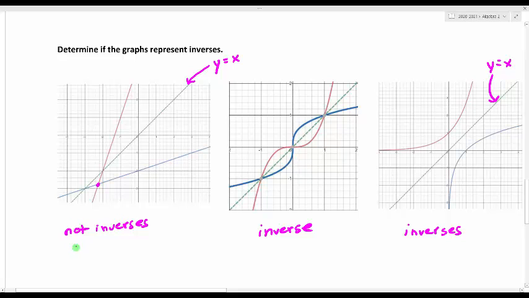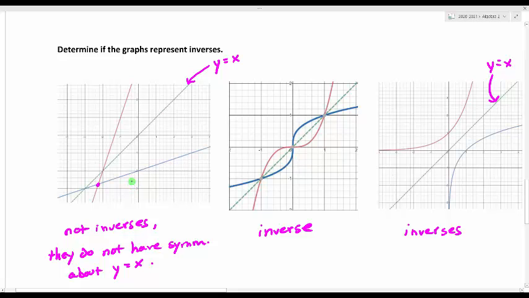So you can say these are not inverses because they do not have symmetry about the line y equals x. Okay, so something like that. I need to know that you understand that this line of symmetry has to exist when we have the original function and its inverse on the same graph.